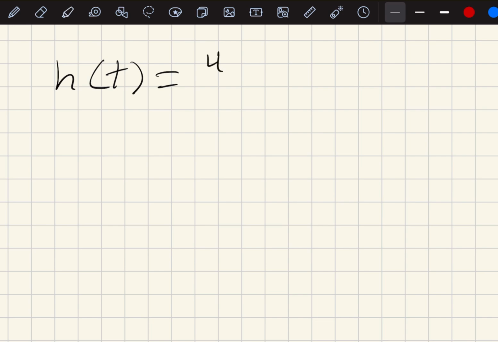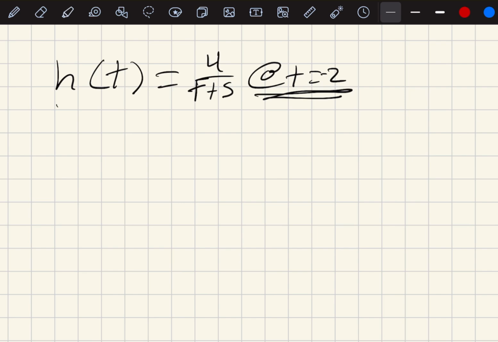This is question 5 of the My Open Math 2.1. What we were tasked with was finding the value of the instantaneous rate of change at -2 using this formula here, h of t.